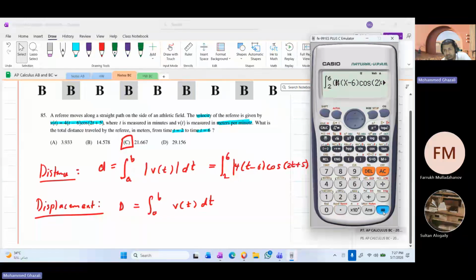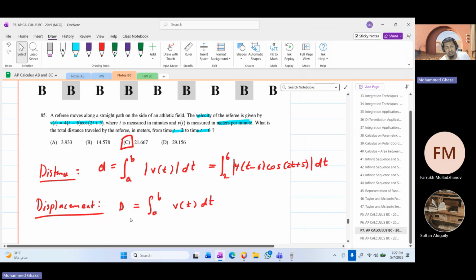Now I took out the absolute value. See what answer you get. 3.93. And they even have that answer there. Look at that. That's displacement. How tricky is that? Very tricky. So make sure you're using the right thing.